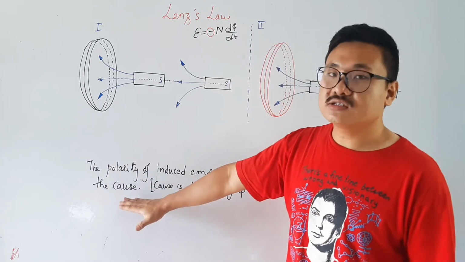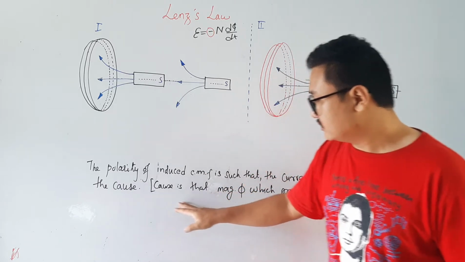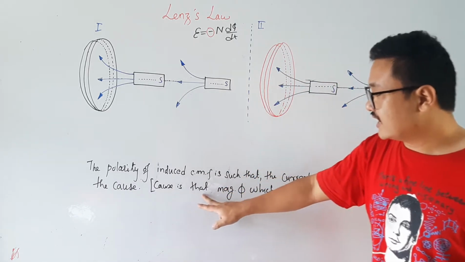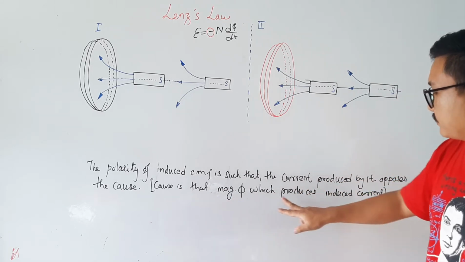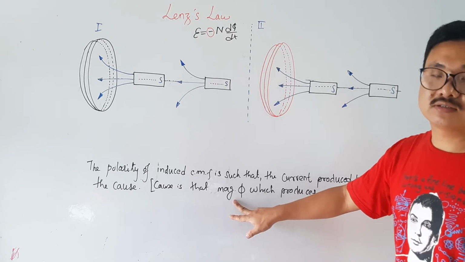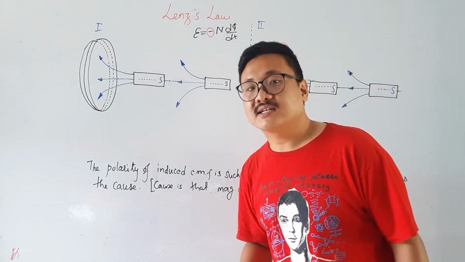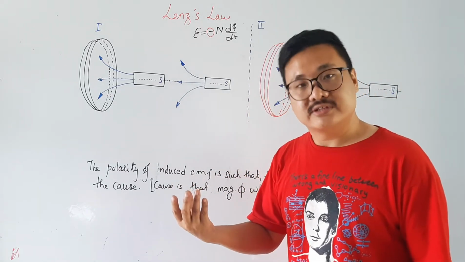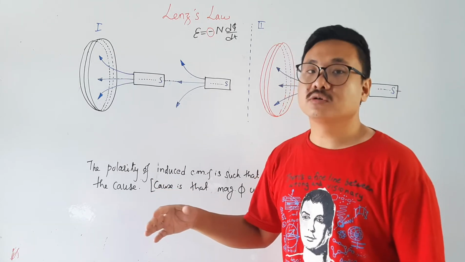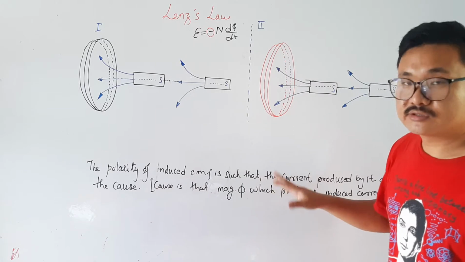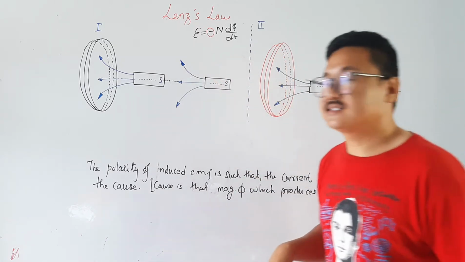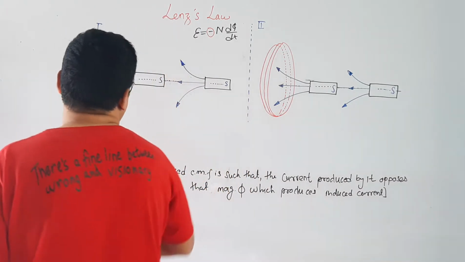So what is the cause? The cause is that magnetic flux which produces the induced current. So what is the cause? The magnetic flux. The changing magnetic flux will induce the current, so that is the cause which is opposed by the current. Whenever we go through an example, then we will understand it very well.